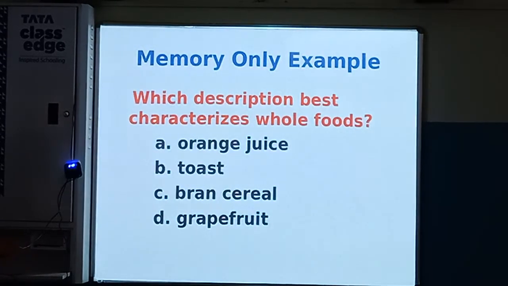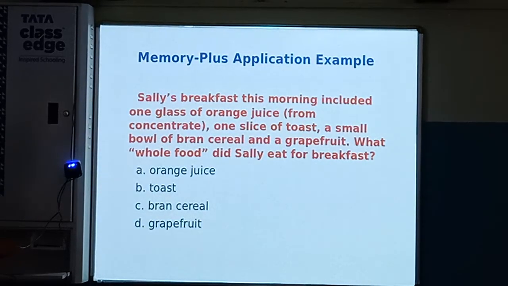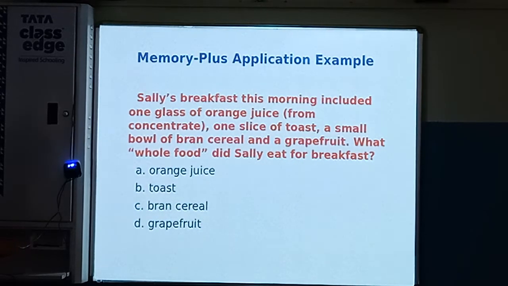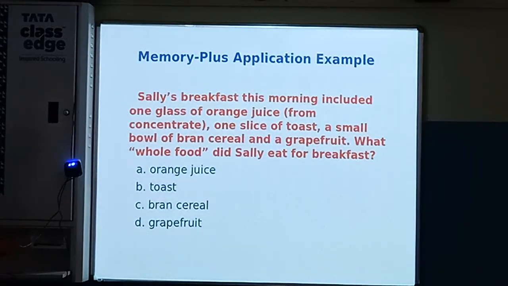Which description best characterizes whole foods? A. Orange juice. B. Toast. C. Frosted cereal. And D. Grapefruit. Okay, the same question can be formed like this: memory plus application example. Sally's breakfast this morning included 1 glass of orange juice, 1 slice of toast, a small bowl of frosted cereal, and a grapefruit. What whole food did Sally eat for breakfast? This is more appropriate, as it is testing the application level of the student.